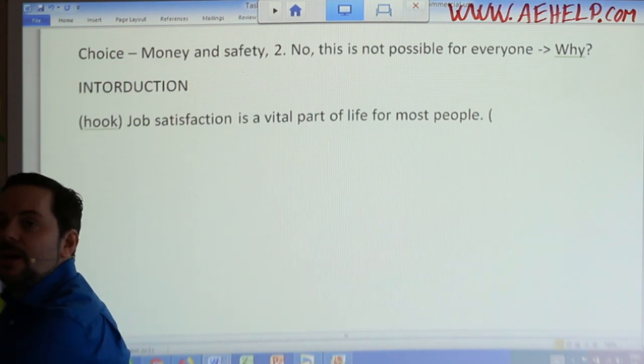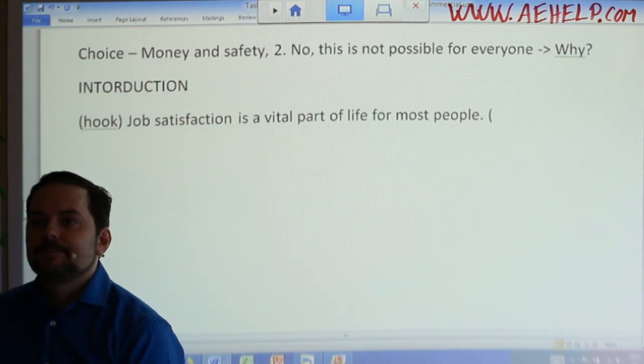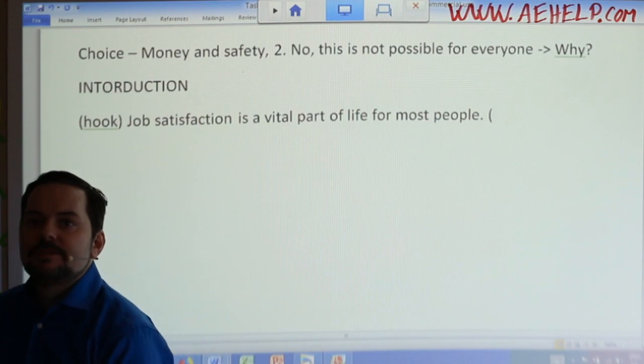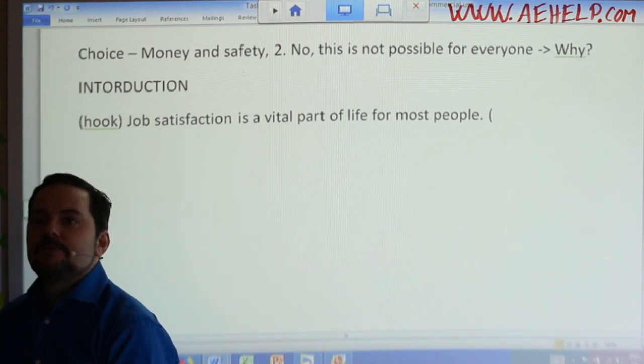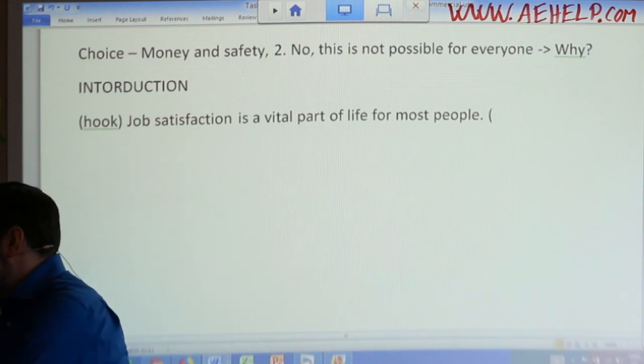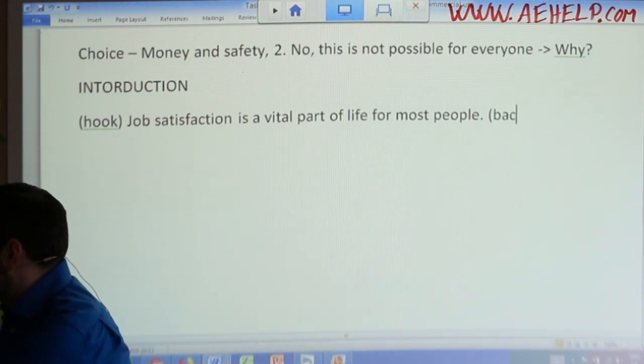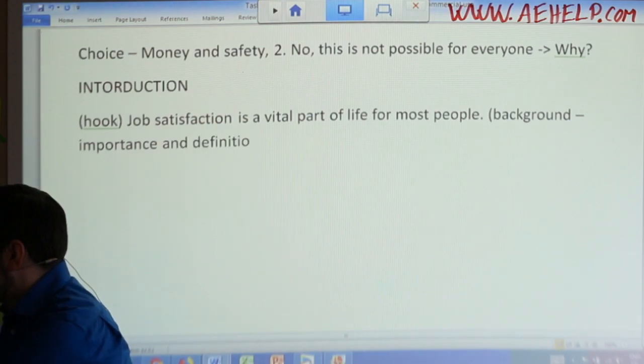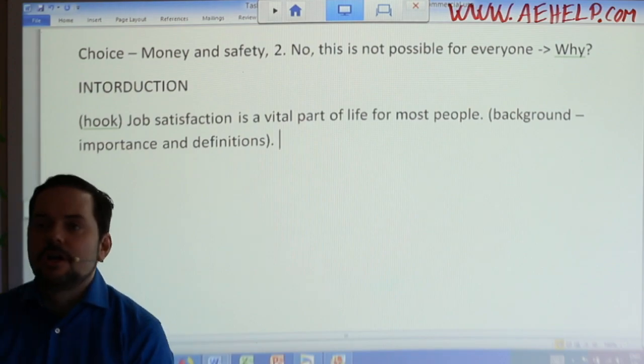Okay, so what comes after the hook? So job satisfaction is a vital part of life for most people. Keep it simple, keep it clean, keep it mistake-free. Background comes next, which is importance and definition, or definitions. So let's talk about the importance.